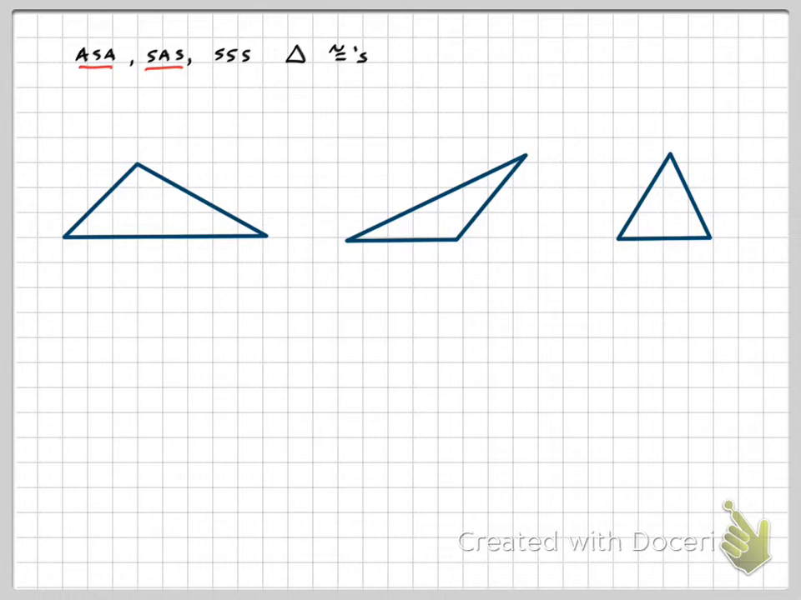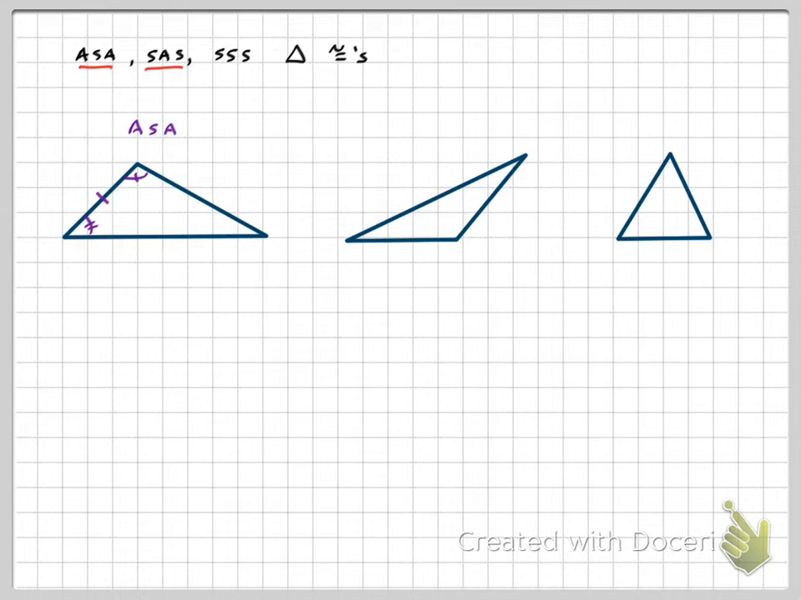So if I want to do an example of what ASA would look like as far as markings, I'm going to need two angles marked and one side. But the catch is that side has to be between the two angles. So for example, if I had this angle marked and this angle marked, the side I would have to be able to compare to a different triangle would be this side here. Okay, because that side is in between the two angles. If I move one of my angles, my side has to also move, right?